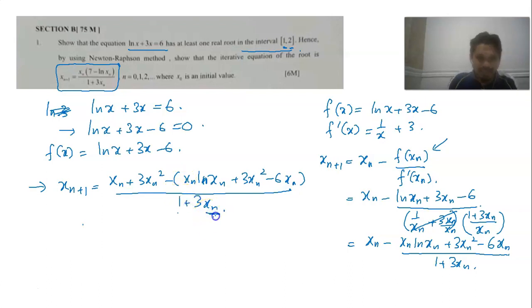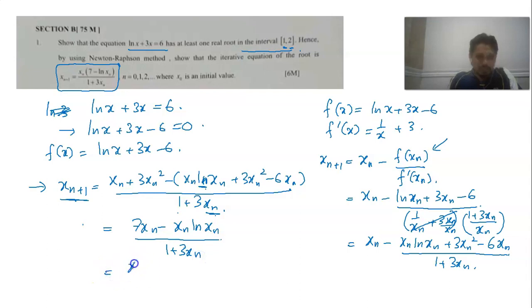Okay, this x_n and this x_{n+1}, just to differentiate between these two. If you look at this one, x_n squared, hopefully you can differentiate between this x_n. This is natural log of x with the n here. Then open up the bracket and simplify this. It's going to give you 7x_n minus x_n natural log of x_n divided by 1 plus 3x_n.